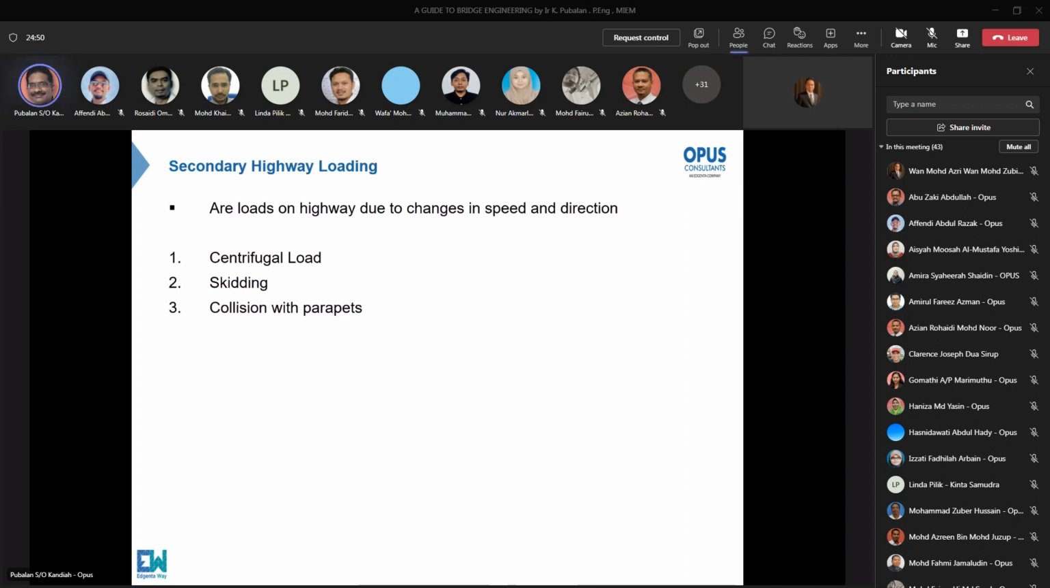Apart from the HA and HB loadings, the other loads which you can consider is centrifugal load. Centrifugal loads are the loads which arise when the bridge curves, especially when there is a horizontal curve. Then you will have a centrifugal load, which, when the vehicle moves on top of it, is trying to push the beams outside. So that you have to consider.